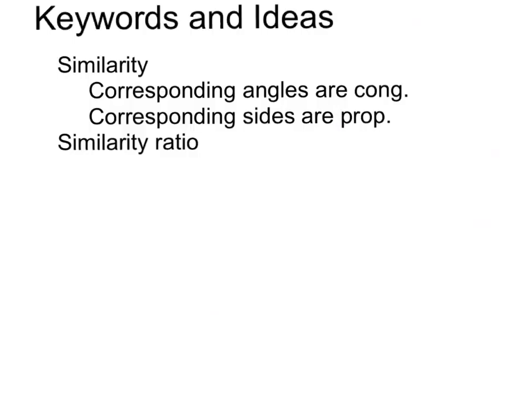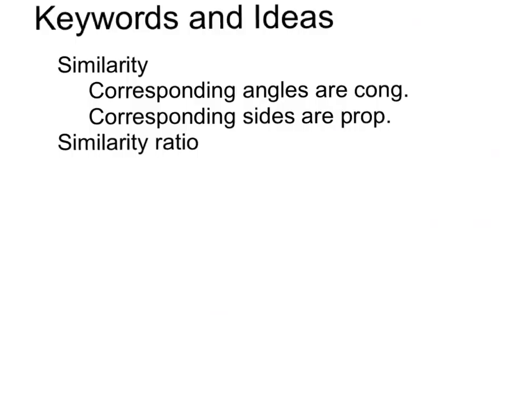For this skill test, there are a few keywords and ideas to keep in mind. We should be able to identify similarity. That means the corresponding angles are congruent and the corresponding sides are proportional. We should be able to find the similarity ratio and use that similarity ratio to solve problems.